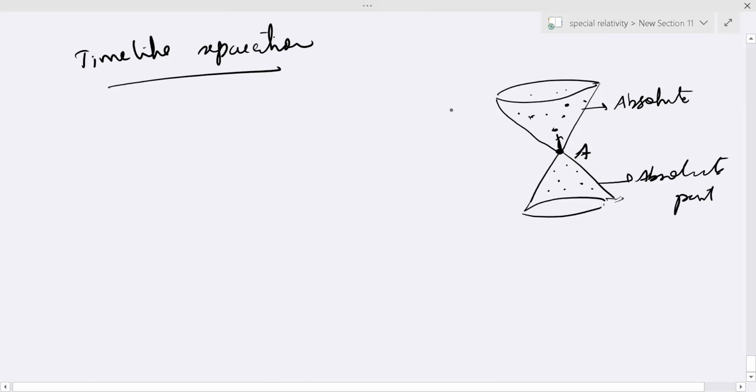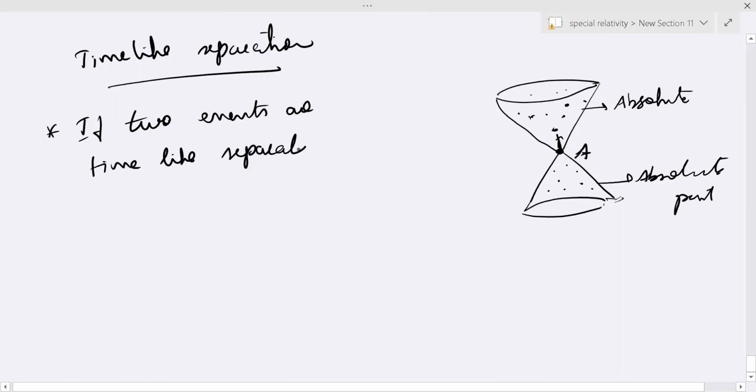And so if two events are time-like separated, okay, then you can find a frame.